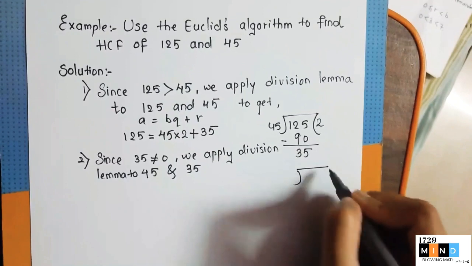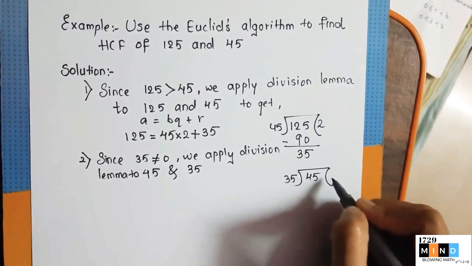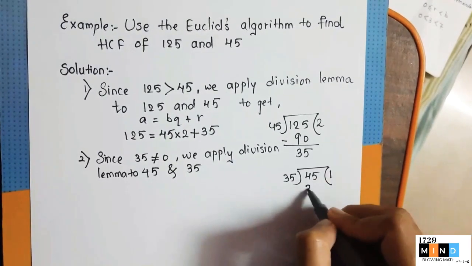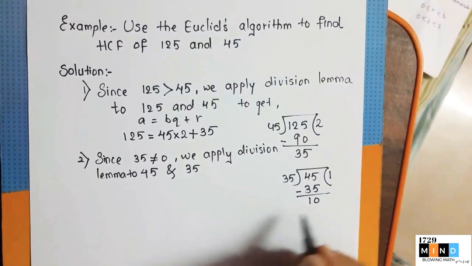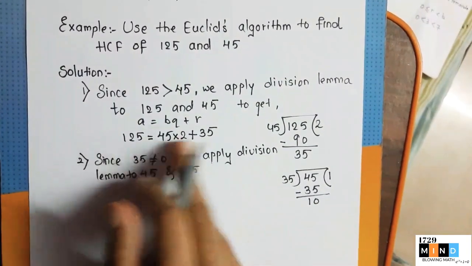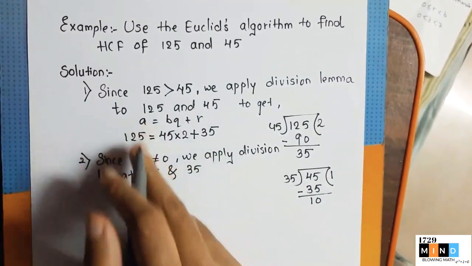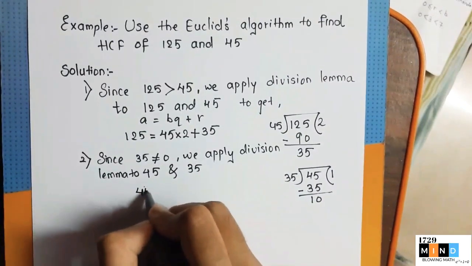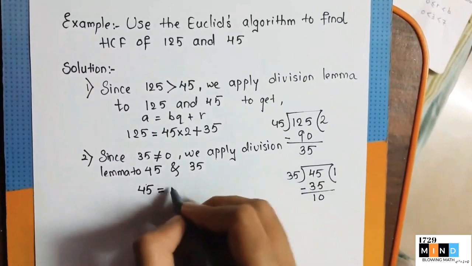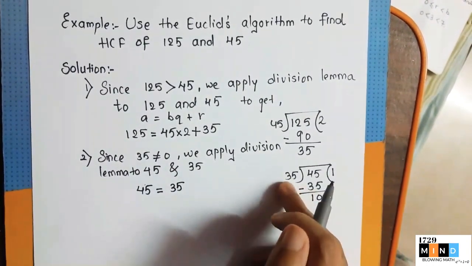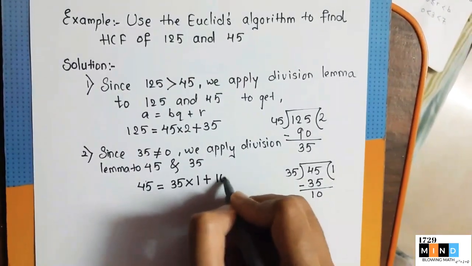Now we will divide 45 by 35. In the table of 35 there is no 45, so we take 35 ones are 35. After subtracting, the remainder is 10. Again we write in the same form, A is equal to BQ plus R. So here A is 45, which is equal to BQ plus R: B is 35, the new divisor, into quotient 1, plus remainder 10.